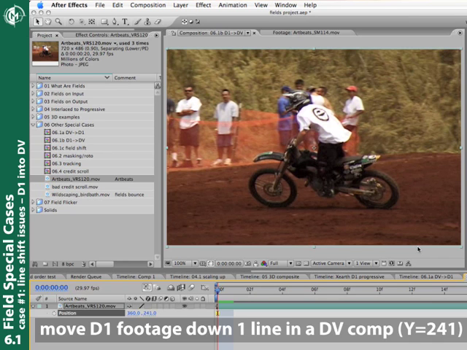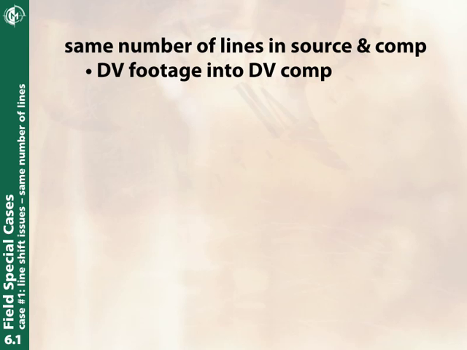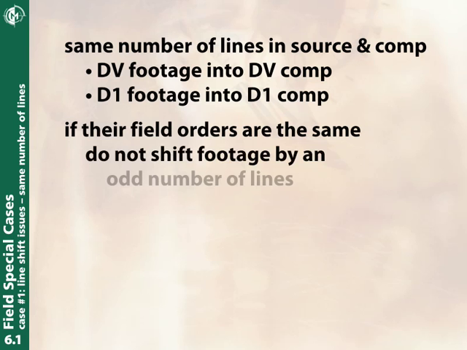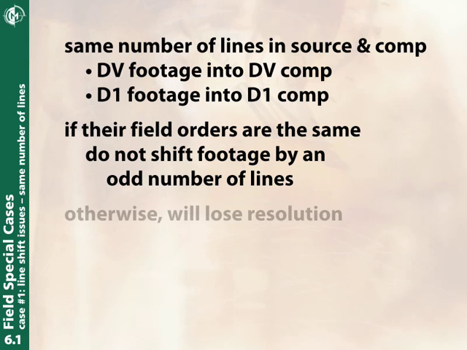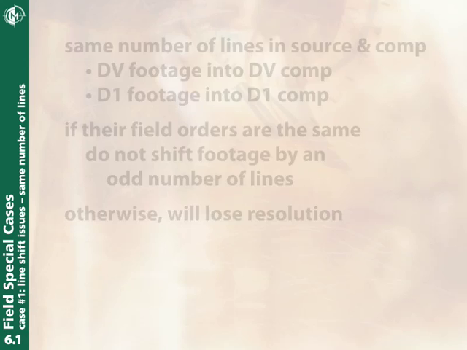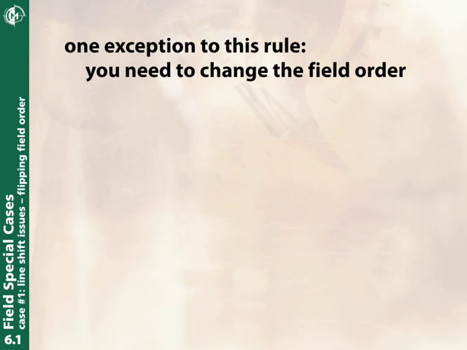I'm going to go ahead and crop off nice pairs of fields, and things are going to stay sharp. What if your source and your comp both have the same number of lines, like you're bringing a DV source into a DV comp, or a D1 source into a D1 comp? In this case, most of the time you do not want to shift your footage just 1 pixel up or down. If you do that, you'll now be moving things off into a half field, and again you're going to lose some resolution. The one exception to this rule is if you need to change your field order.